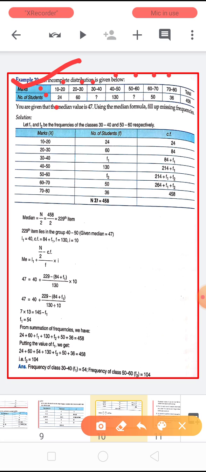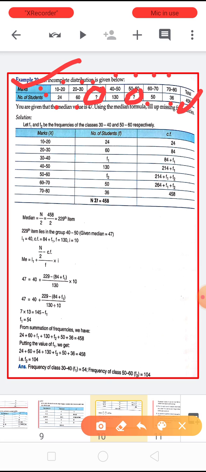Between 20 to 30, there are 60. For 30 to 40, the number of students is missing, so this value we need to find out. For 40 to 50, we have 130. And for 50 to 60, there is again a missing value. 60 to 70, there are 50, and 70 to 80, that is 30. And the total number of students is 458. This we also need to note.